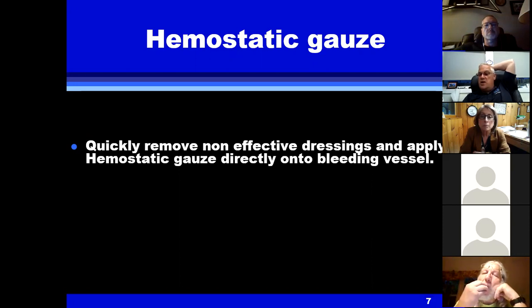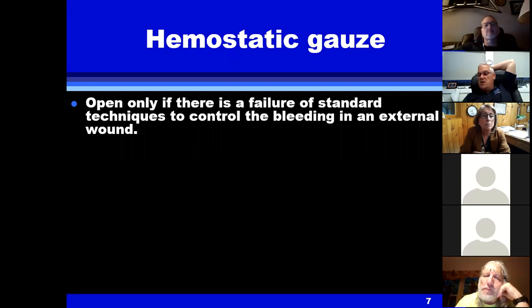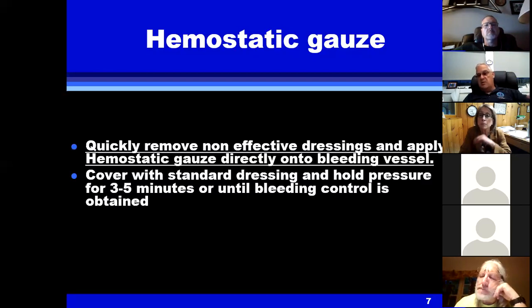This way, you're ready to go, because these wrappers can be a little difficult sometimes to open, especially if you're nervous and it's dark and you can't find where the little tear in it is. Then, over the hemostatic dressing, you're going to put a standard dressing. So you have the hemostatic in contact with the bleeding vessel, the regular dressing, which could be a multi-trauma dressing depending on the size of the wound, and then you're going to hold pressure.